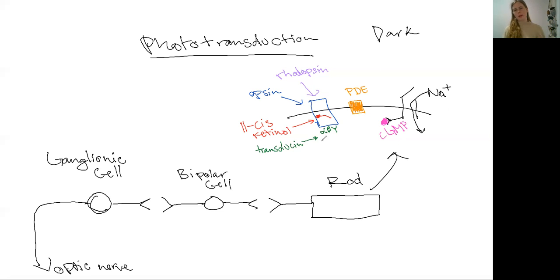Okay, so that is what the surface of the rod looks like when things are dark. So when things are dark, positives are being let into the rod like that. And when the positives are getting let into the cell, then it causes an IPSP to be released. And IPSP means it's inhibitory, so no signal gets sent to the optic nerve, nothing. And that's how you know it's dark.